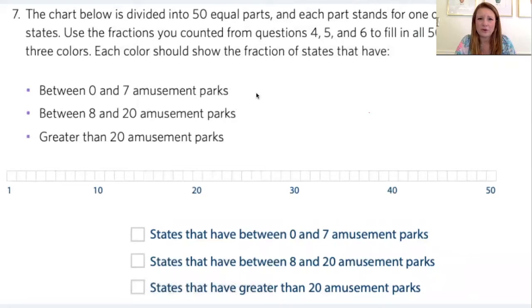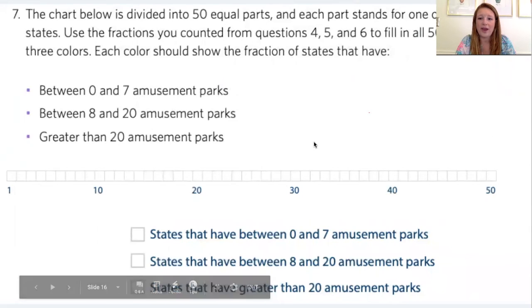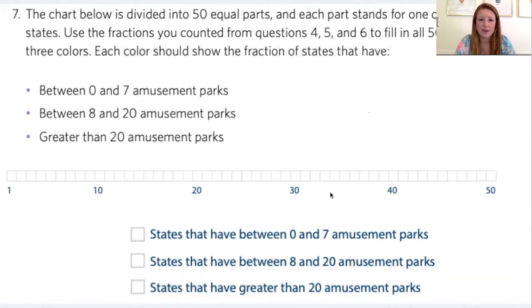So remember that was 30 out of 50 states. 8 and 20, that was 14 out of 50. And greater than 20, that was 6 out of 50. So remember, this is just showing us a fractional model. So I have a total of 50 parts that make up this whole that we're working with. And I know each of these parts represents a state.